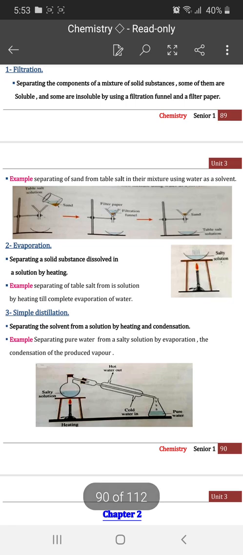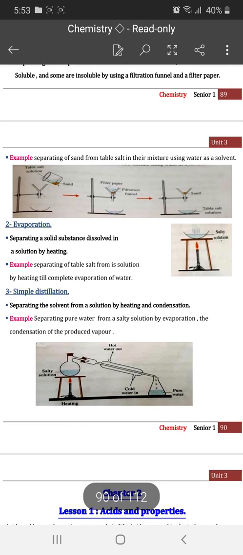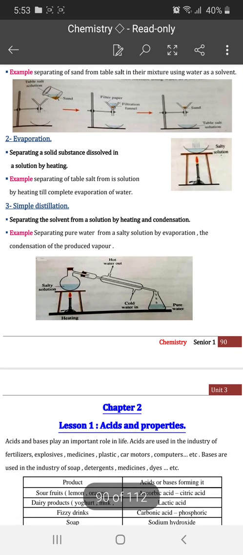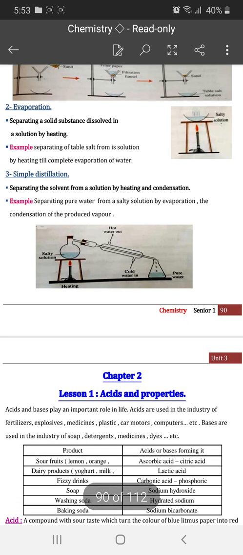Number 2, evaporation. Separation of the solid substance dissolved in solution by heating. Number 3, simple distillation. The separation of solvent from the solution by heating and condensation. For example, separation of pure water from salty sandy solution by evaporation and the condensation of the produced vapor.